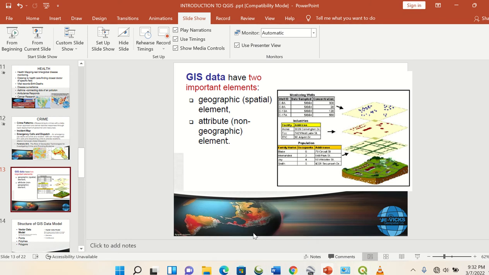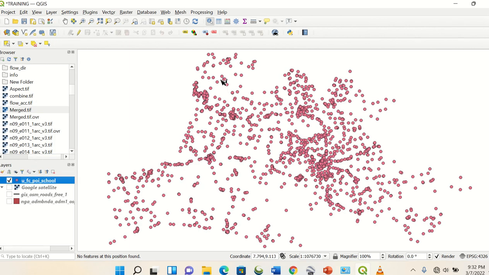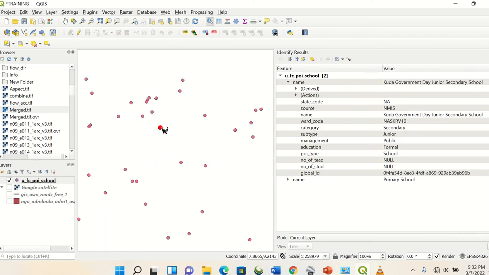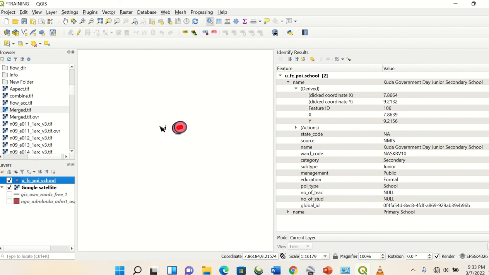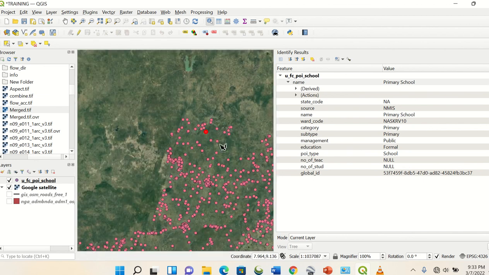Let's say, for example, we have the location of schools in a particular area. These are geolocations. For example, we have this school here. The point location is showing us the actual location, which is the geographic. In geographic we have the x and y coordinates showing us the location of the school, while the non-geographic are the attributes. For example, we have the state code, school name, ward code, category, and other information attached to this school. Okay, we clicked on two schools. Let's say this school. So these are the geographic and the non-geographic.